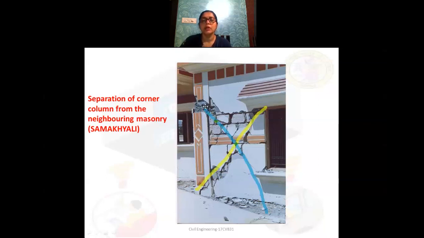Here also it forms an X type or diagonal cracking, and due to this combination of shear stresses and bending stresses, the shear wall tries to separate from the column of the neighboring masonry. So, separation of corner columns from the neighboring masonry. This picture highlights the in-plane shear wall failure, where in-plane shear and in-plane bending cause separation of corner columns from the neighboring masonry.